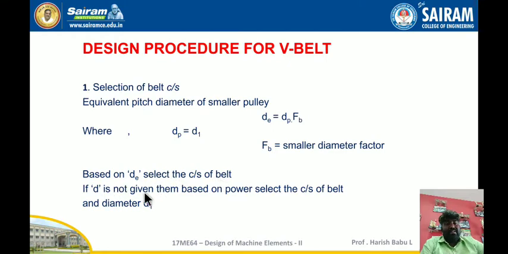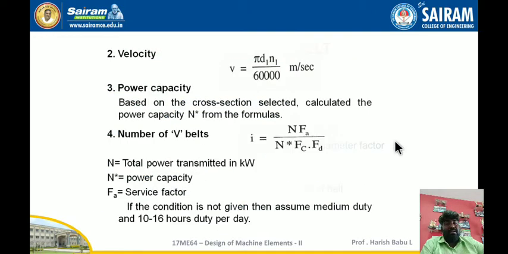If D is not given, then based on the power, select the belt cross section and diameter D1. The second step is finding the velocity. V = π D1 N1 / 60,000 meters per second. Then, based on the cross section, you have to calculate the power capacity N* from the formulas. Based on that, I have to find the number of V-belts.